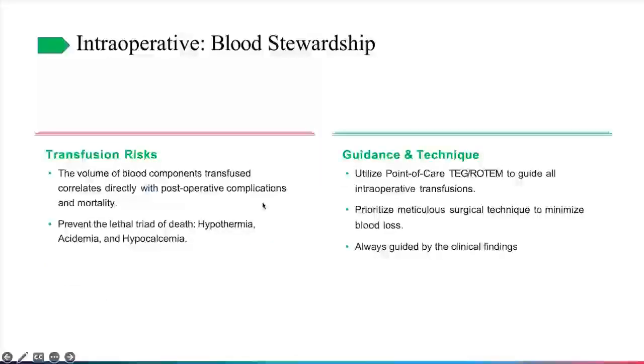Transfusion, as we discussed, should always be guided by ROTEM, and always exclude surgical bleeding. Hypothermia, acidemia, and hypocalcemia, which can cause coagulopathy, should be corrected. And always guide your correction of coagulation by your clinical findings, right? So, for example, if there's no coagulopathy, if the patient is not bleeding, we don't need to correct the ROTEM, right? So we always observe and wait.